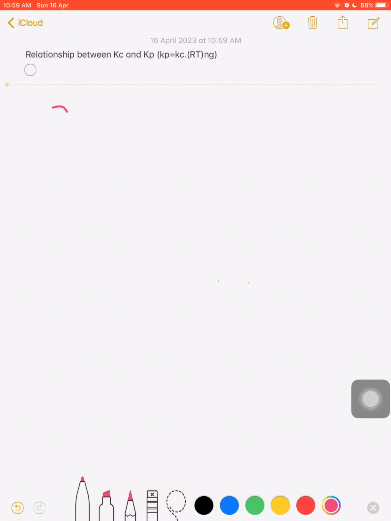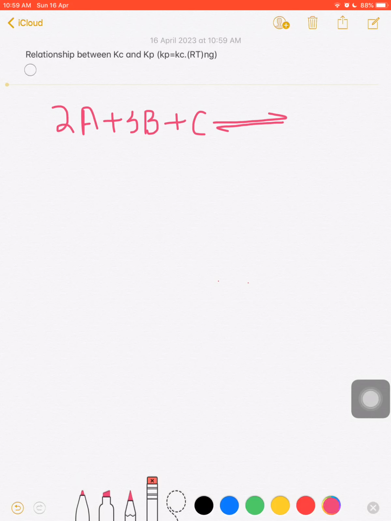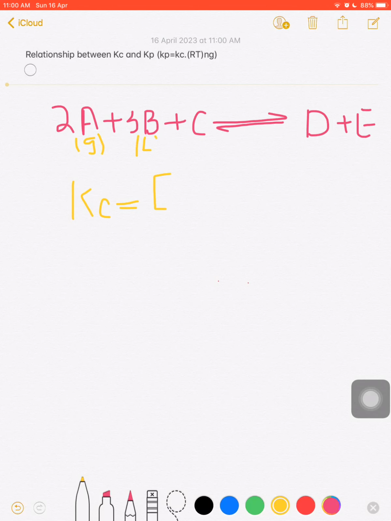For example, we have the reaction 2A plus 3B plus C is equal to D plus E. Right, this is the reaction, and let's find Kc for this reaction. So Kc will be equal to, basically, okay, this is in gaseous state, this is in liquid state, this is in solid, and again this is gaseous, and this is gaseous as well.